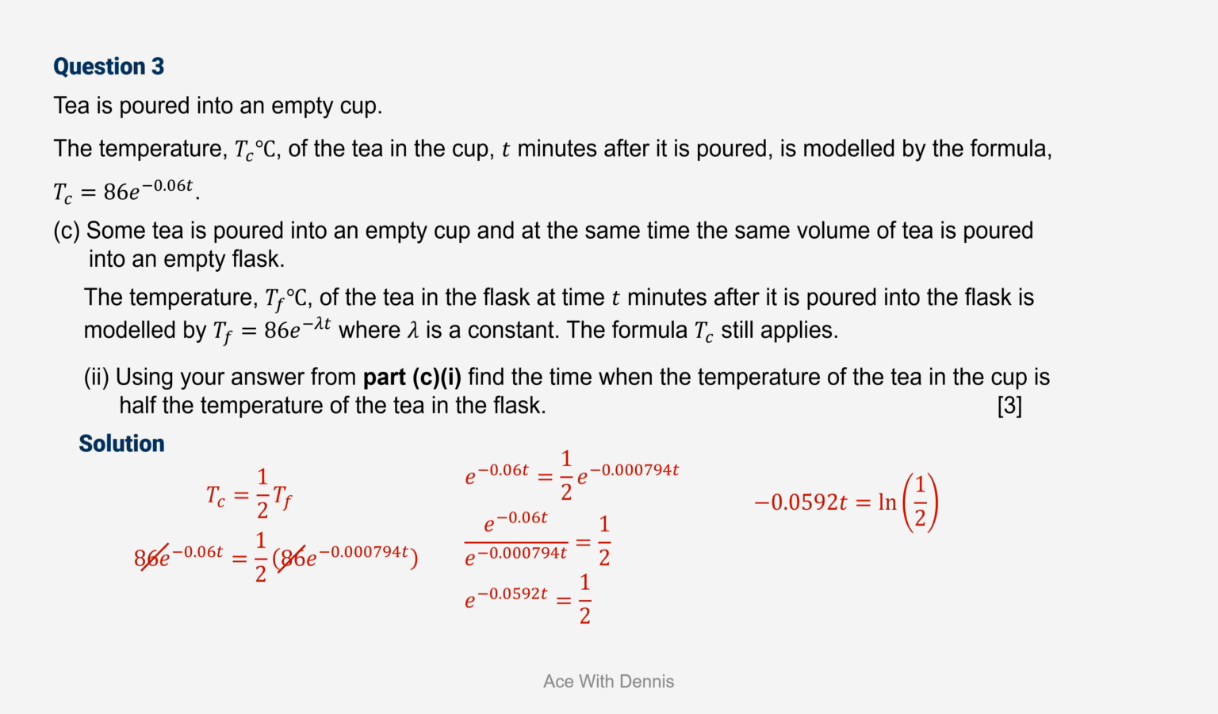Question 4. Do not use a calculator in this question. A. Use the identity for tangent 2a to show that tangent 15 degrees equals 2 minus root 3, 5 marks.